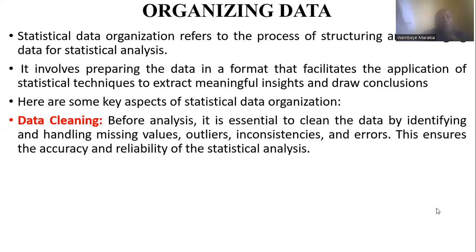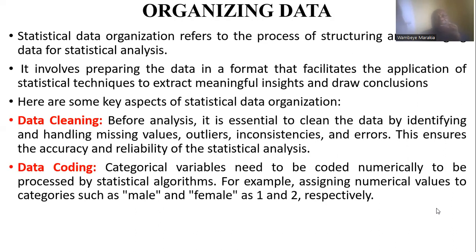The second thing we do is data coding. Categorical variables need to be coded numerically to be processed by statistical algorithms. For example, we assign values to categories such as male and female. So you will get us assigning male a value equal to 1 and female a value equal to 2. That's what we call coding. And there are several other ways in which we can do the coding of the data.